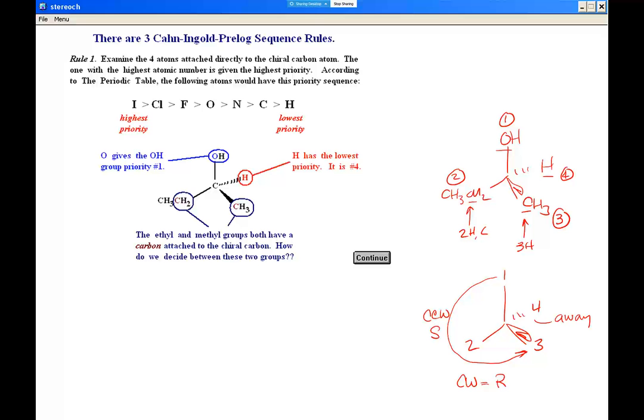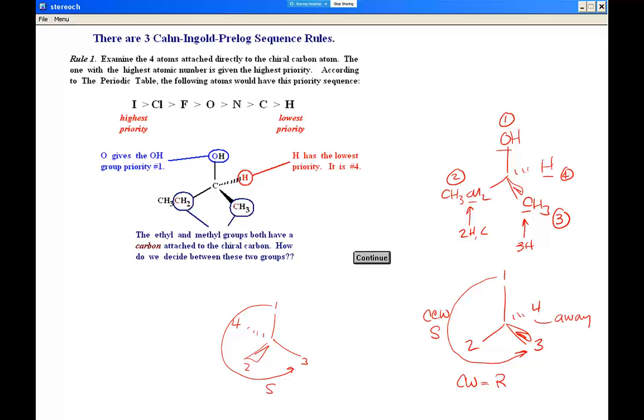So also the one coming towards you should be number three? Not necessarily. What I'm really concerned about is just putting four on the dashed wedge. If I had the wedge over here, if I had it written like this and four was behind me and I went from one to two to three, it would still be counterclockwise. It would still be S. So once four is on a dashed line, forget about it. And then just draw a circle from one to two to three. So that's where the R and the S came from.